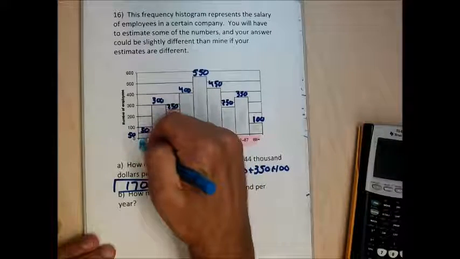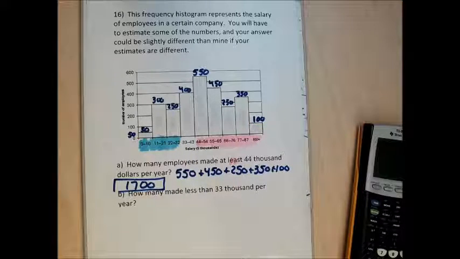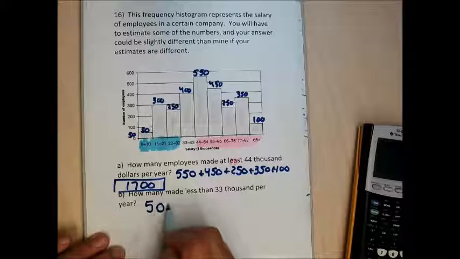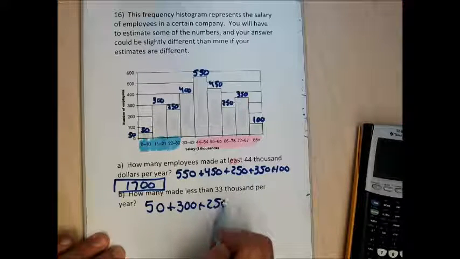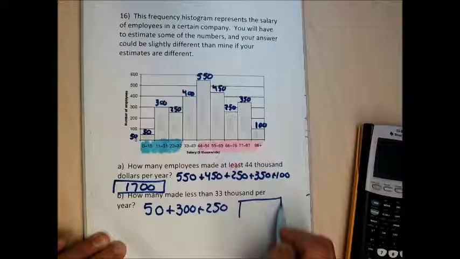That's going to be these people. All of these people made up to 32,000, but that's clearly less than 33,000. To do this one, I'm going to add up the heights of the columns, which are 50, 300, and 250, the heights that are less than 33,000. The answer to this, I think, is just 600.